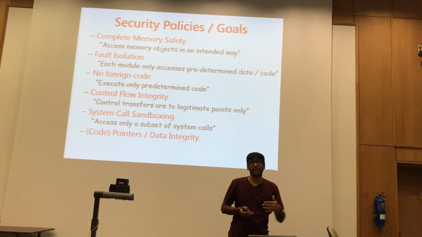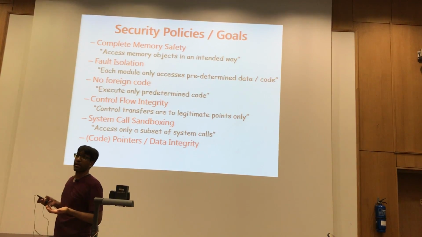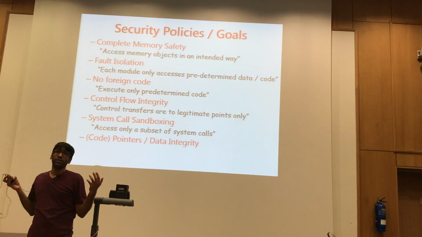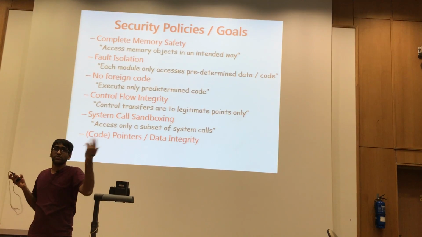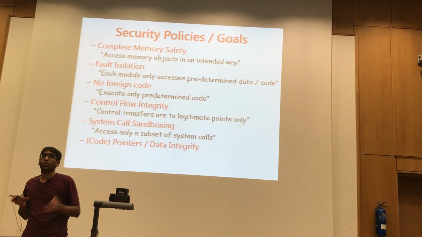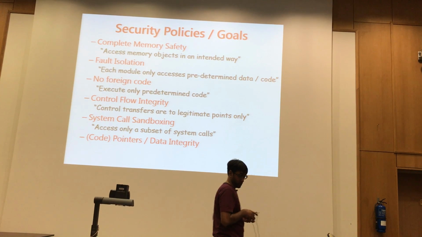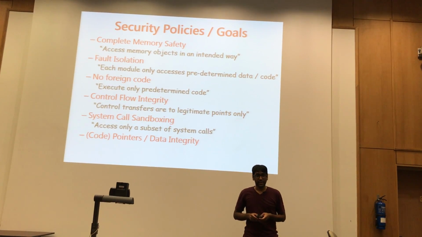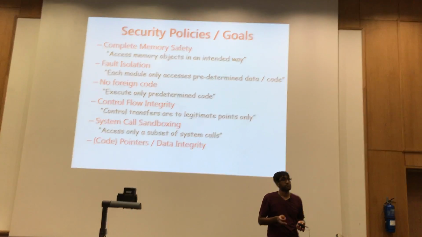Control flow integrity says that I will decide ahead of time what control flow edges are okay to take, and if I try to execute any jump or function pointer which doesn't traverse one of those safe edges, then I'm going to abort. And system call sandboxing, which we'll also look at in more depth, is a way of saying that I'll allow this program to only run a set of system calls.